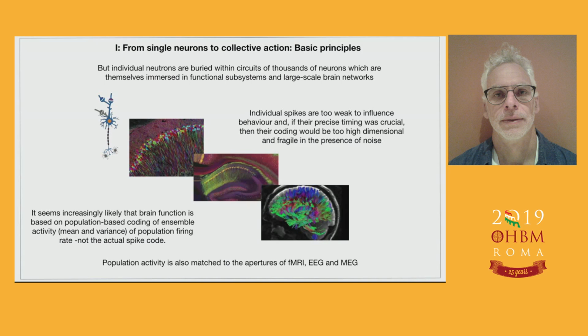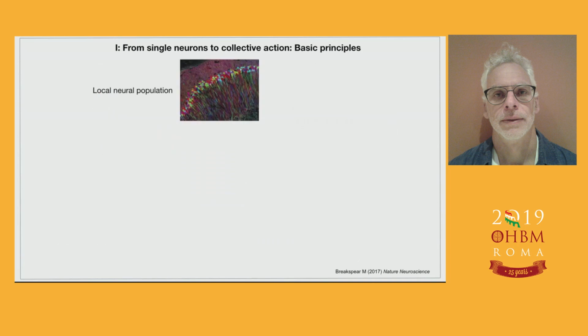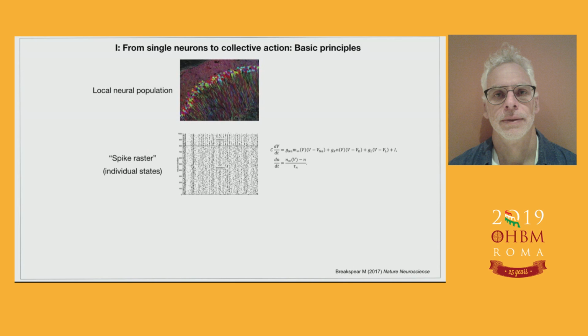Here's a local neural population, and this yields, for this example, 1,000 neurons, and in this spike raster, each action potential has a little dot. And all of these neurons are obeying this high-dimensional Hodgkin-Huxley equation.